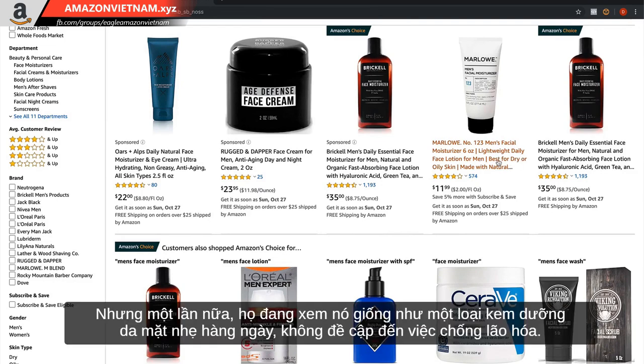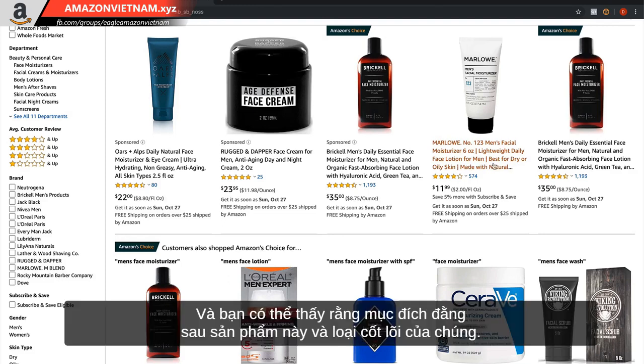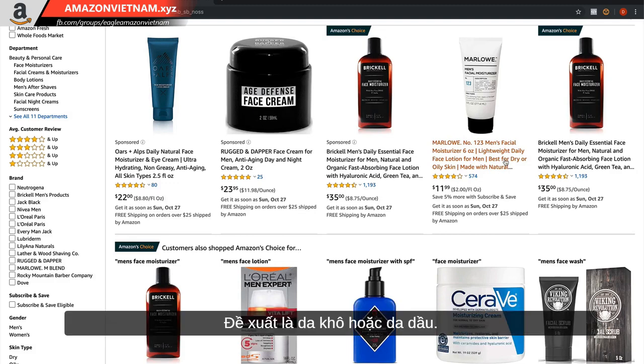But again, they're looking at it as more of like a lightweight daily face lotion, no real mention of anti-aging. And you can see that the intent behind this product and their sort of core proposition is dry or oily skin.